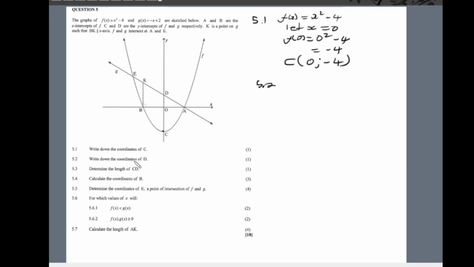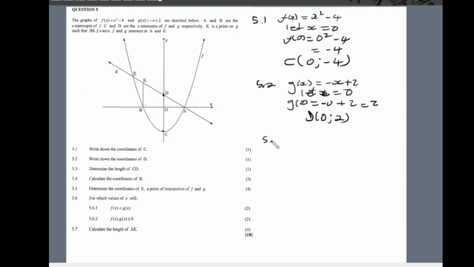5.2, write down the coordinates of D. Siyabona ukuthi D is the y-intercept of g, right? Same thing, we have g of x to be minus x plus 2. If we let x be 0, with g, we're gonna have g of 0 is equal to minus 0 plus 2, which is just 2, right? So therefore the coordinates of D is 0, 2.